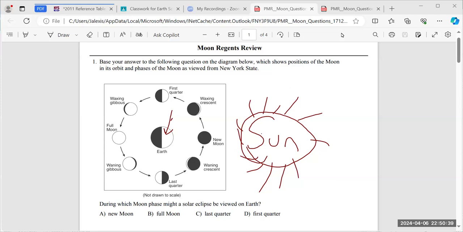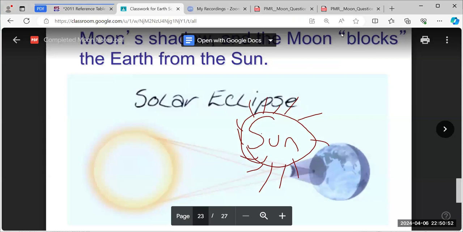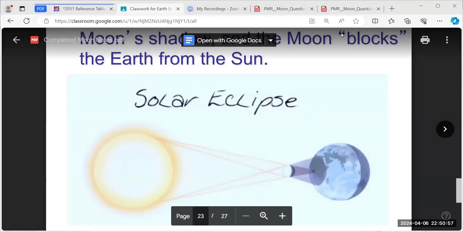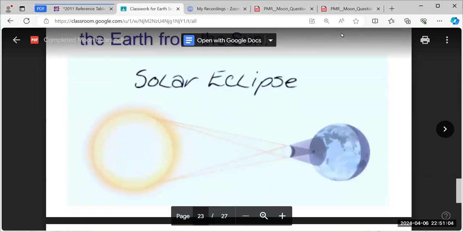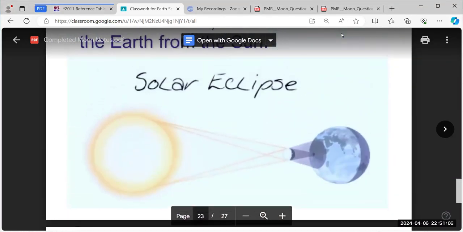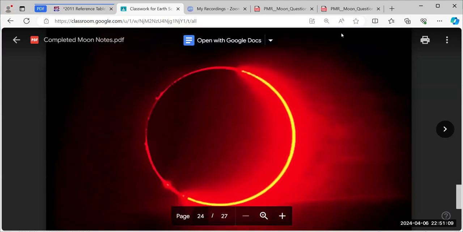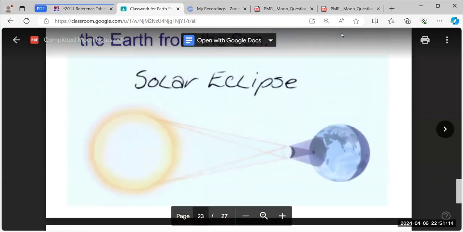Then from there, it is just a question of how is the moon positioned during a solar eclipse? And so if we look at our notes, during a solar eclipse, it shows right here that the moon is located between the sun and the earth. The moon is located between the sun and the earth. And this is a picture of a solar eclipse. And what moon phase is that? That is a new moon.